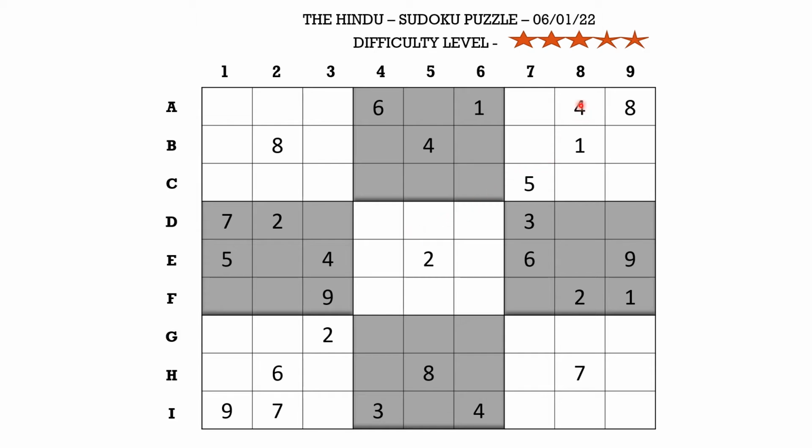In column 8, there is 4 and 7. This 4 and 7 blocks these two cells in the 6th block. That leaves only 2 empty cells. So these cells take 4 and 7. Now we have 7 in D row here, which blocks this cell. So this cell can take only 4. And this cell will take 7.